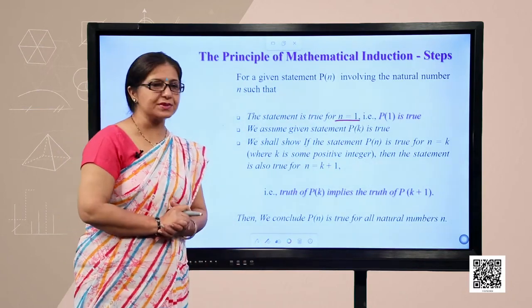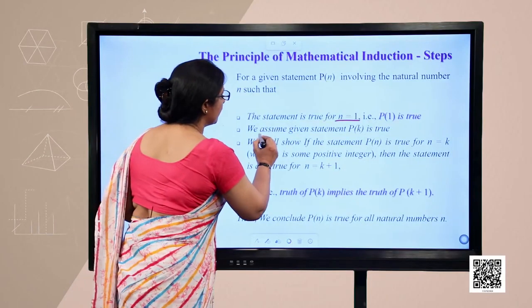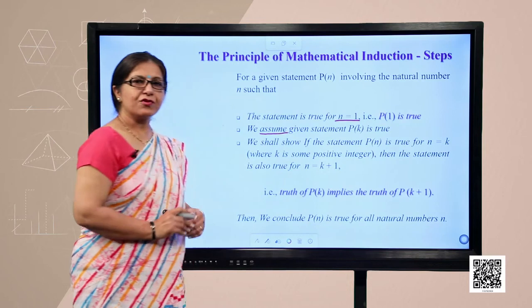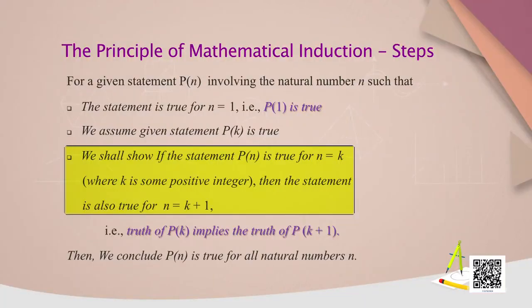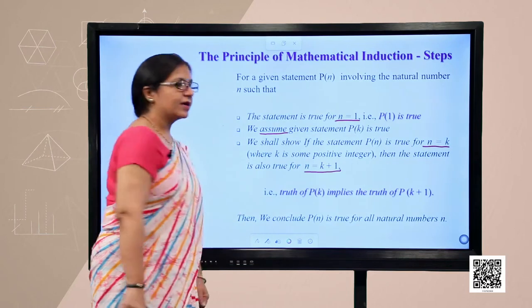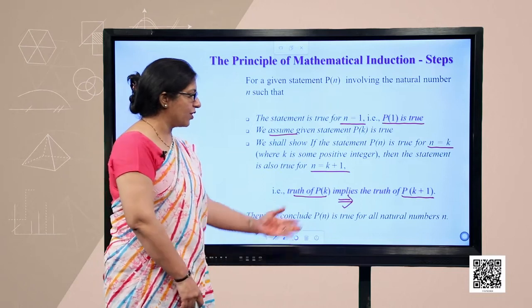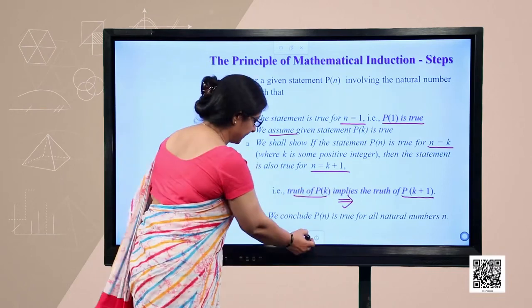Then the next step comes, we assume the given statement Pk is true. You need to remember, we assume it. It is not given. We assume that Pk is true. We shall show if the statement Pn is true for n is equal to k, where k is some positive integer, then the statement is also true for n is equal to k plus 1. It means the truth of Pk implies the truth of Pk plus 1. Then we conclude that Pn is true for all natural numbers n.